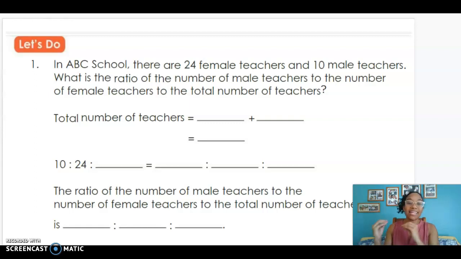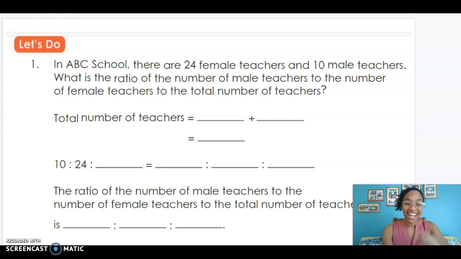We're going to divide each of these numbers by 2 to create a new ratio. So make your next ratio by dividing 10 by 2, 24 by 2, and 34 by 2 in that order. That will give you the ratio of the number of male teachers to the number of female teachers to the total number of teachers. Try that out for me.